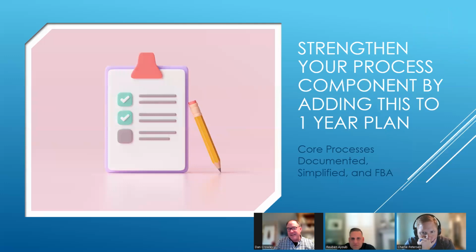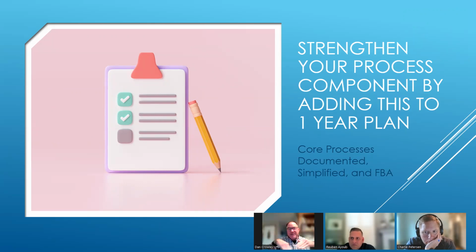So they get into that and they say, how do we get started in it? And how do we know that we've hit a success point? It's not a to-do. It's almost not even a rock, right? So they're saying you have to strengthen your process component by adding this to a 1-year plan. So it could be a simple statement in your goals, right?